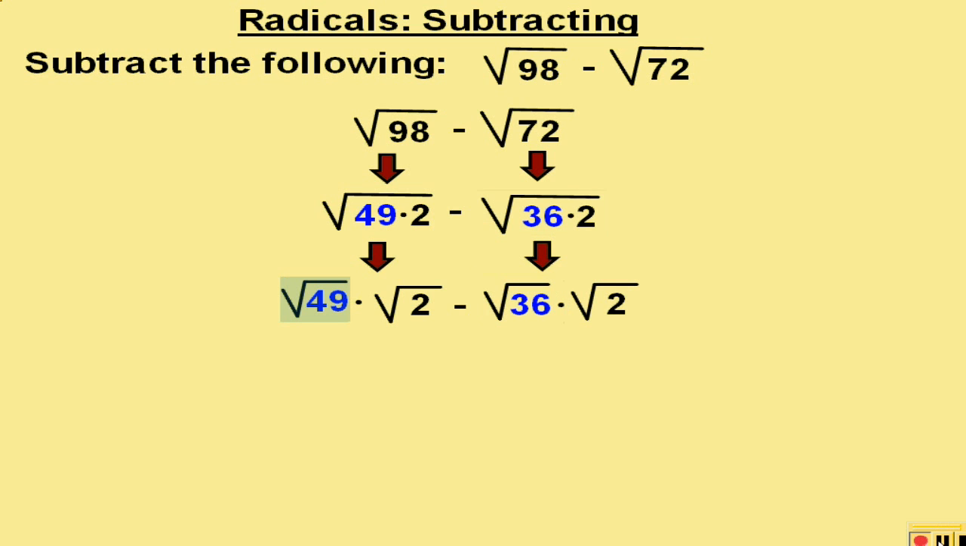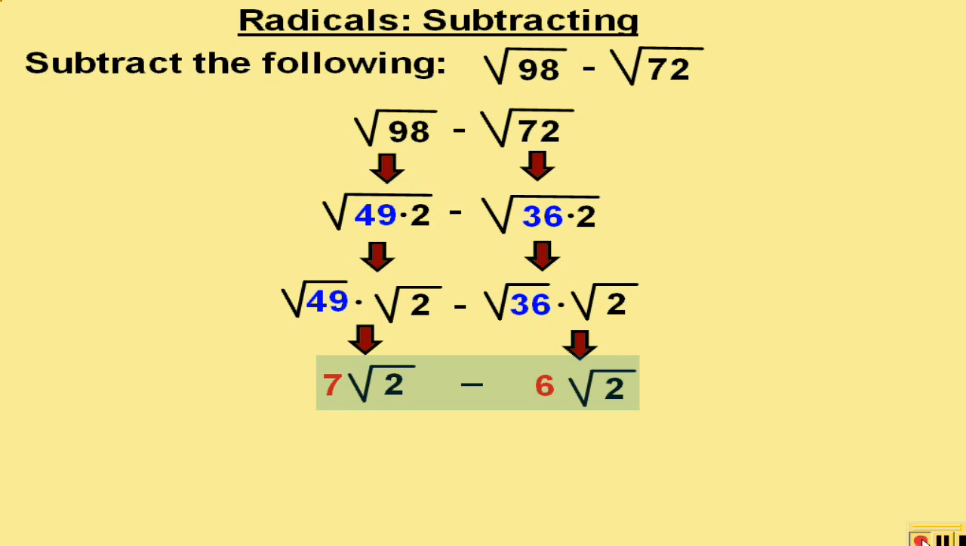We now find the square root of 49, which is 7. The square root of 2 stays the square root of 2. The square root of 36 is just 6. And the square root of 2, again, stays the square root of 2.